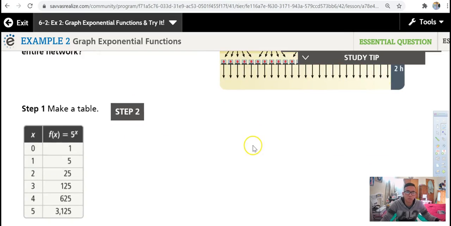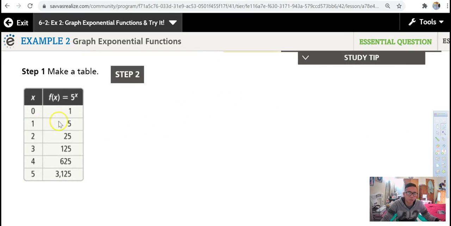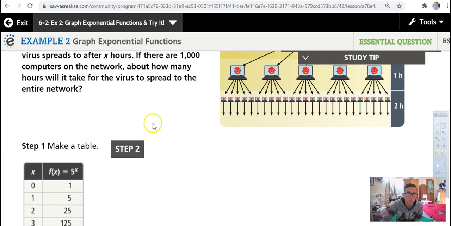So let's take a look at the solution. First, you have to make a table of values. At 0 hours, it has one computer, and then after an hour, we have 5 computers. After 2 hours, we have 25 computers infected. And then after 3 hours, we have 125 computers. After 4 hours, we have 625 computers. And then after 5 hours, we have 3,125 computers.